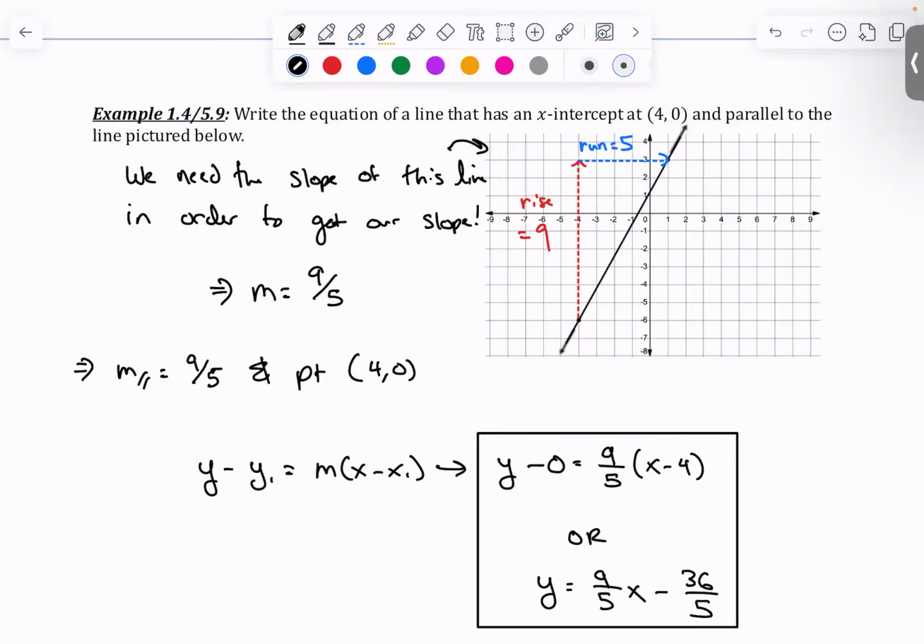But so that's a rise of 9 and a run of 5. So that's 9 over 5. So we have our slope of the given line is 9/5. And that means that the slope of our parallel line is the exact same, because parallel lines have the same slope. That's where we get 9/5. And the point given is (4, 0). So then we can use point slope form to find out the equation of our line. Any questions?